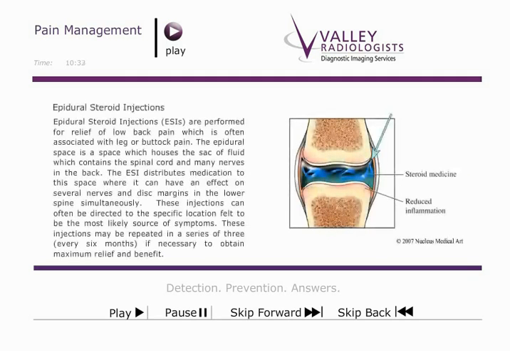Epidural steroid injections. Epidural steroid injections, ESIs, are performed for relief of low back pain, which is often associated with leg or buttock pain. The epidural space is a space which houses the sac of fluid which contains the spinal cord and many nerves in the back. The ESI distributes medication to this space, where it can have an effect on several nerves and disc margins in the lower spine simultaneously. These injections can often be directed to the specific location felt to be the most likely source of symptoms. These injections may be repeated in a series of 3 every 6 months if necessary to obtain maximum relief and benefit.